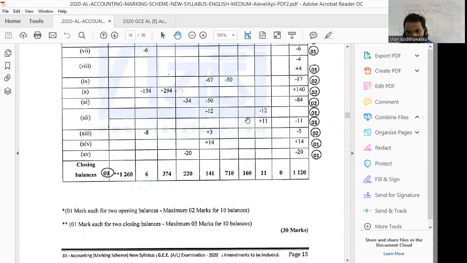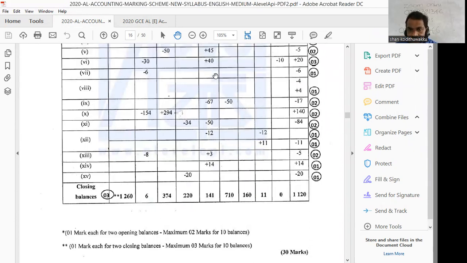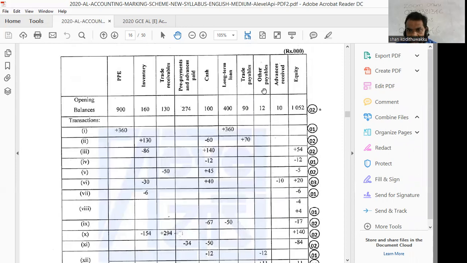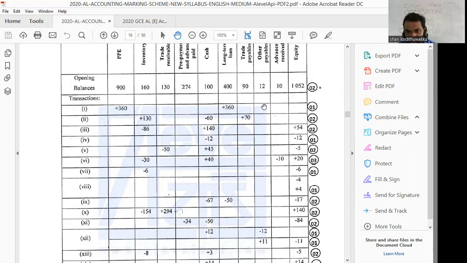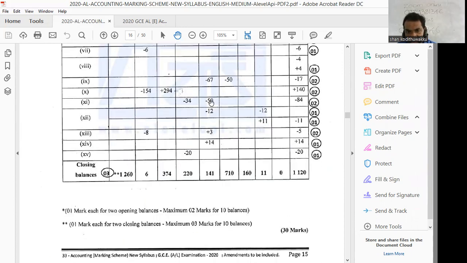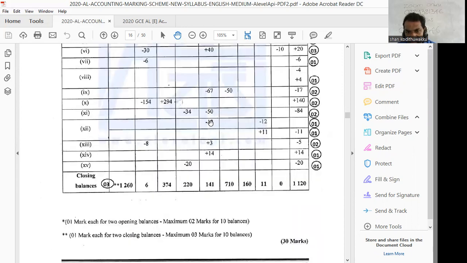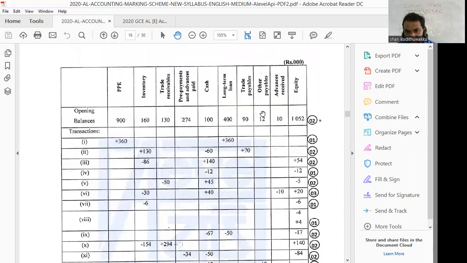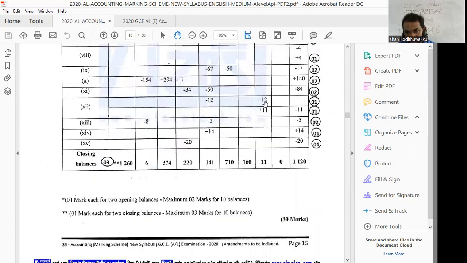I will explain again. Under opening balances, they have given you other payables. Other payables means 12. According to the given information, other payables means electricity payable related to last month. As they have paid last month's electricity bill 12,000, cash will come down by 12. That's why under cash they have put minus 12. Again, other payables also will come down, liability comes down by 12.